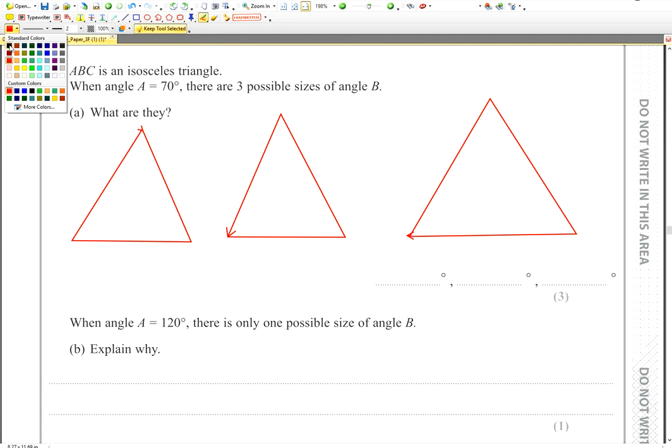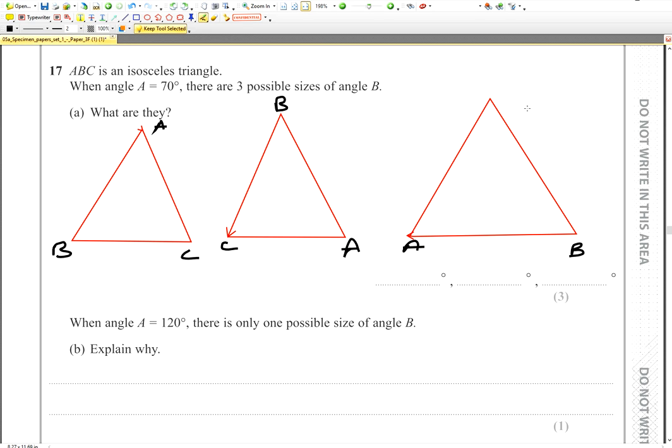Okay, right, let's now label it. A, B, C. And then we have A, B, C. Then we have A, B, and C. So we have this line here. This line indicates that the shape is what type? It's isosceles. Okay, we happy with that?